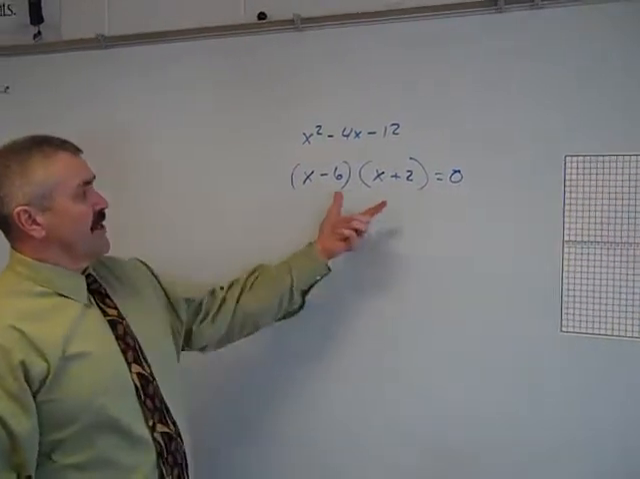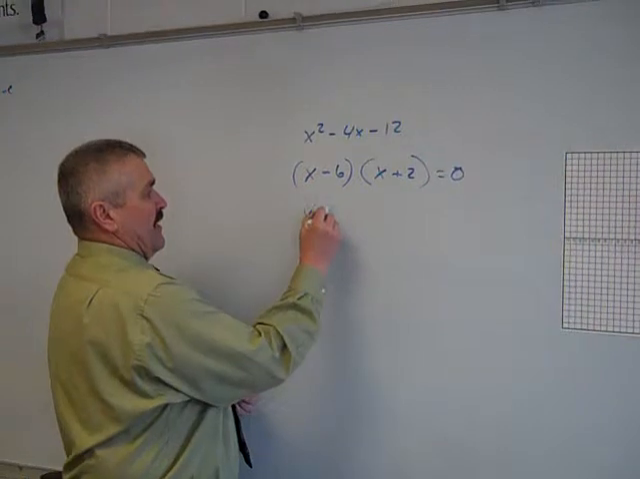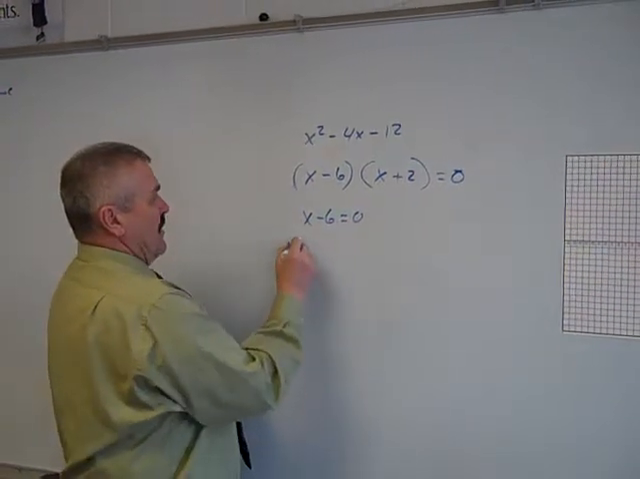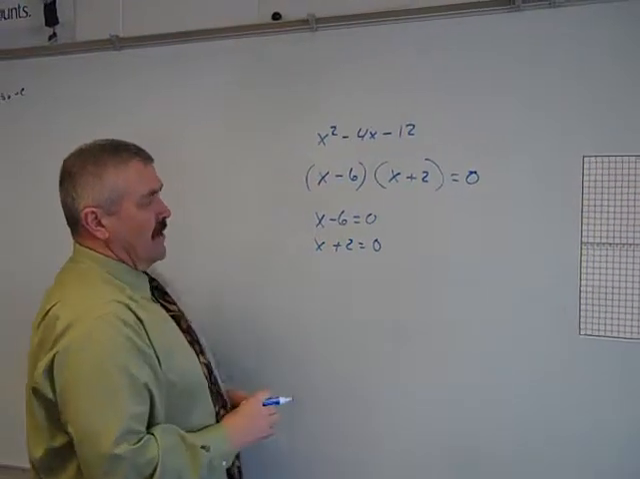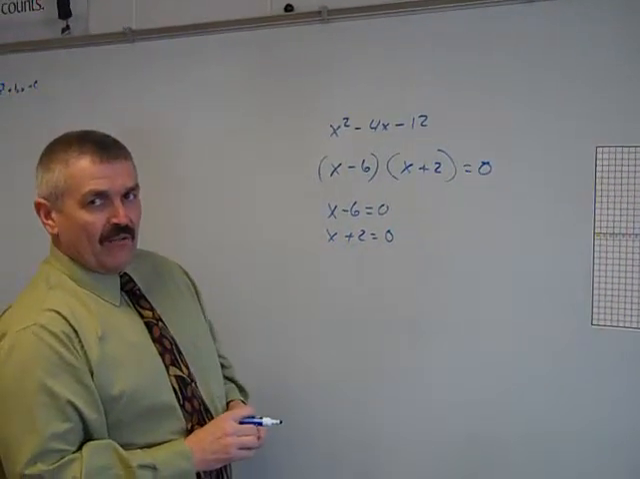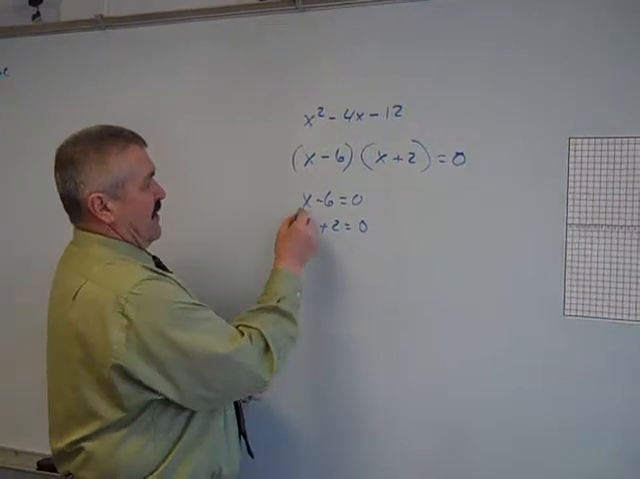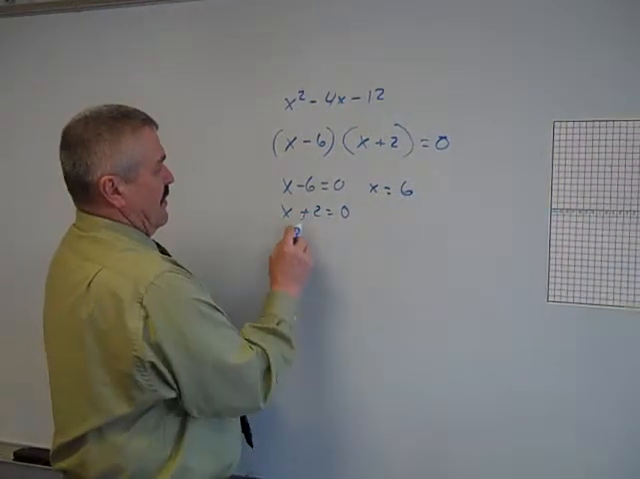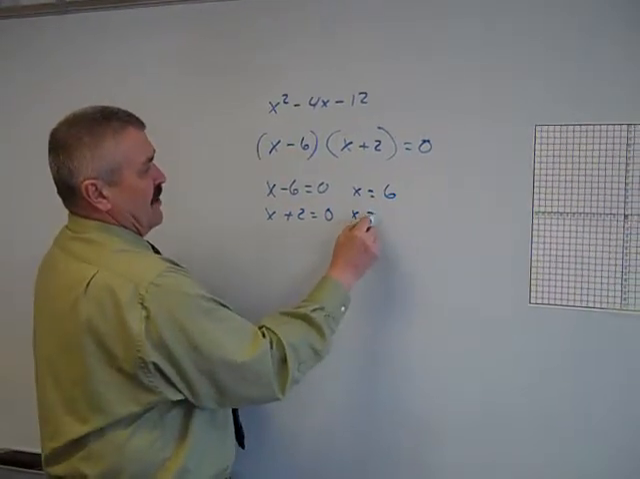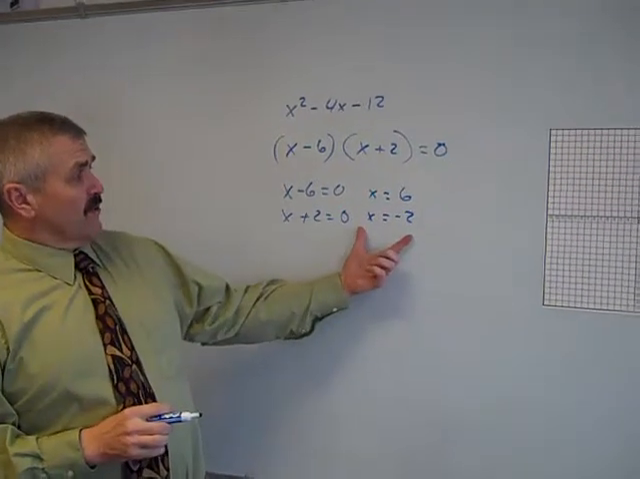And so one of these could be 0. So we've set up our problem. x minus 6 is equal to 0, and x plus 2 is equal to 0. This will give us the roots for our equation. So we can take x minus 6, move our 6 to the other side, so x would equal 6, and in this case, x would equal negative 2. Those are my answers for x.